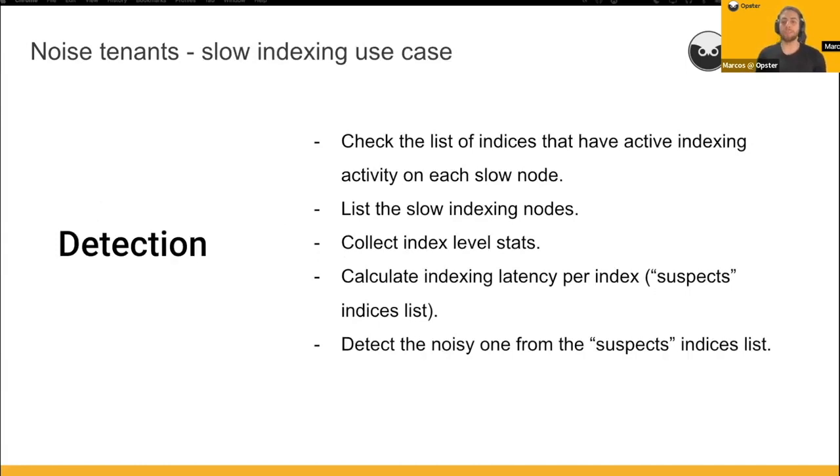To detect the issue, we can use any monitoring tool providing the list of indices that have active indexing activity, the list of slow indexing nodes, and collect index level stats. We will also need to calculate indexing latencies per index. We can call that a suspect indices list, because those are the slowest indices. And then detect the noisy one from the suspect indices list.